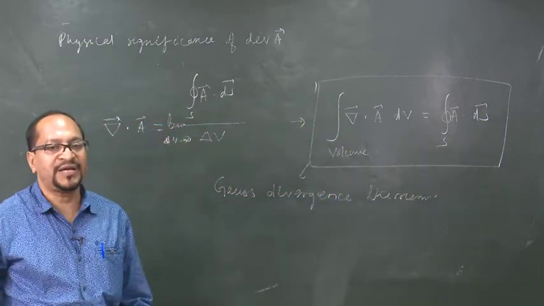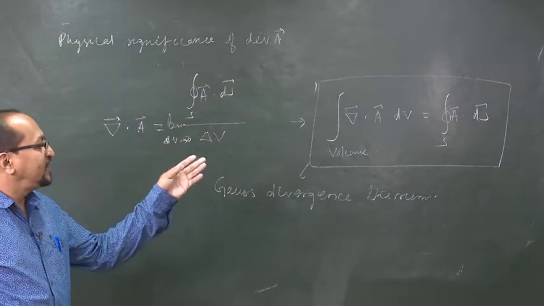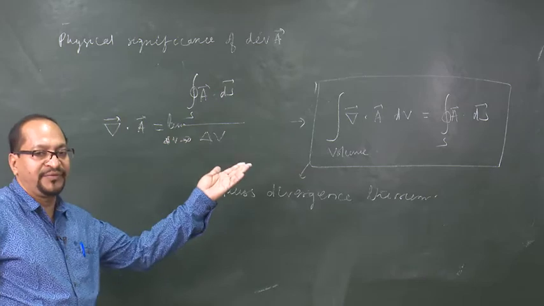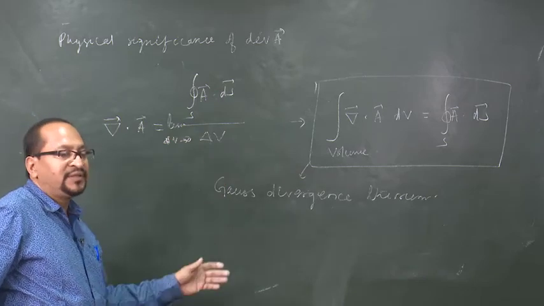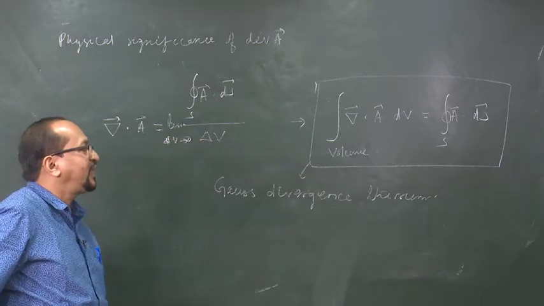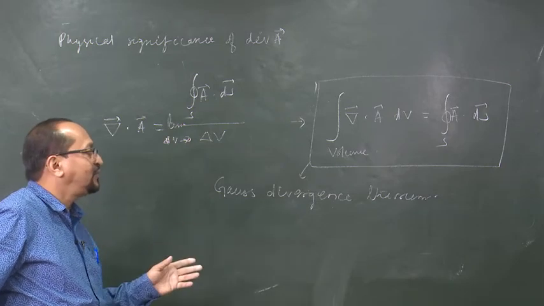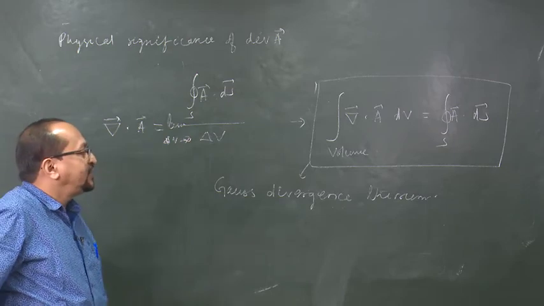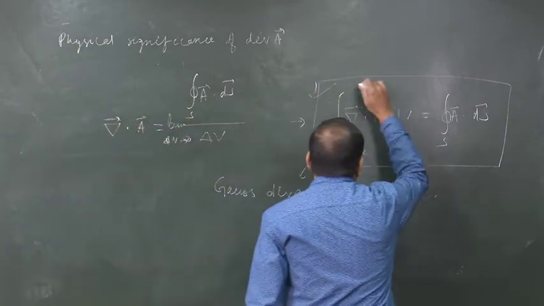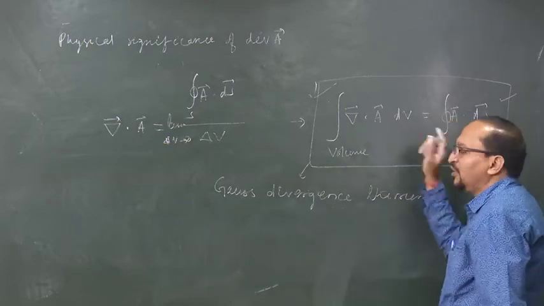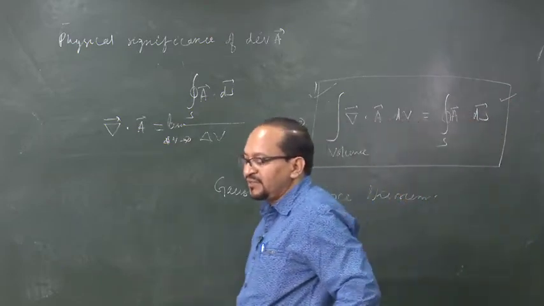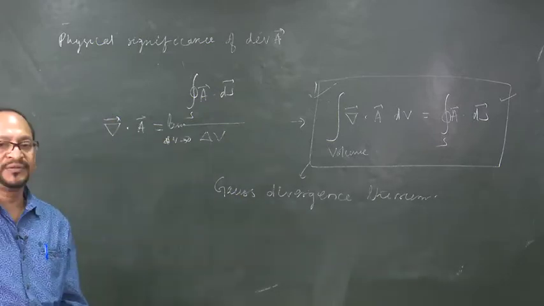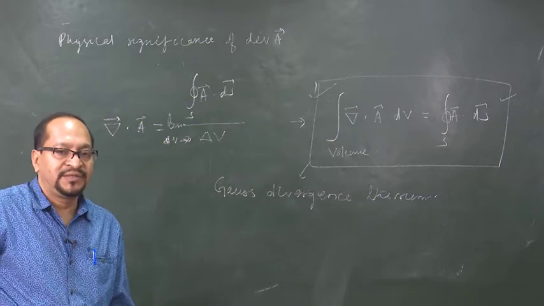Gauss divergence theorem says that the surface integral of the normal component of a vector over a closed surface is equal to the volume integral of the divergence of that vector over the volume enclosed by the closed surface S. This is a very important relation between the surface integral and the volume integral. When you convert the surface integral into a volume integral, you have to take the divergence of that vector, and we will use it in Gauss law.